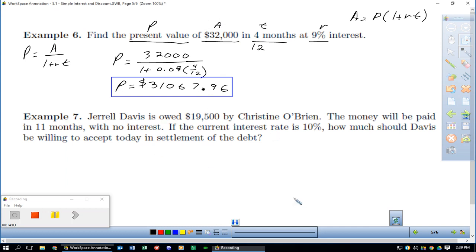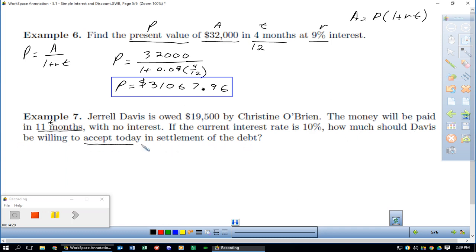Which is actually what example 7 is about. Jarrell Davis is owed $19,500 by Christine O'Brien. The money will be paid in 11 months. We have a time of 11 out of 12 with no interest. If the current interest rate is 10%, how much should Davis be willing to accept today in settlement?